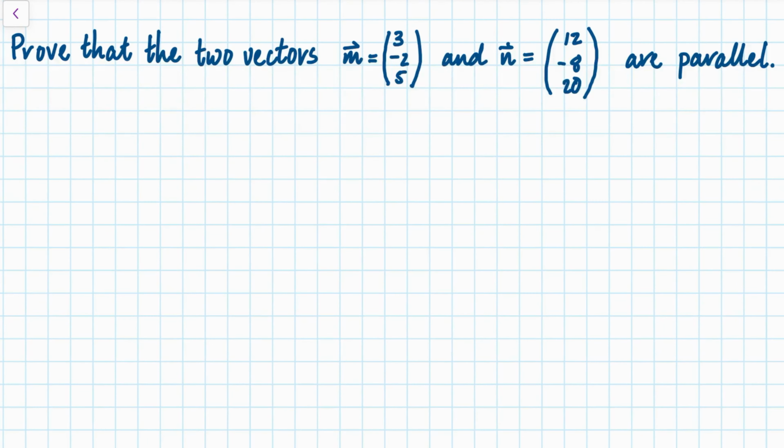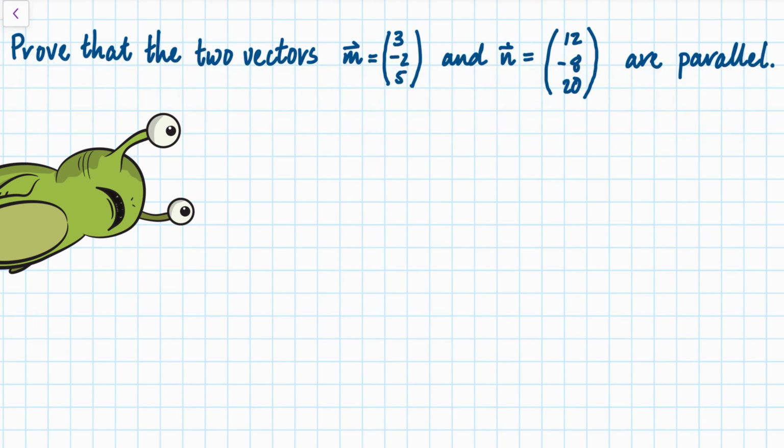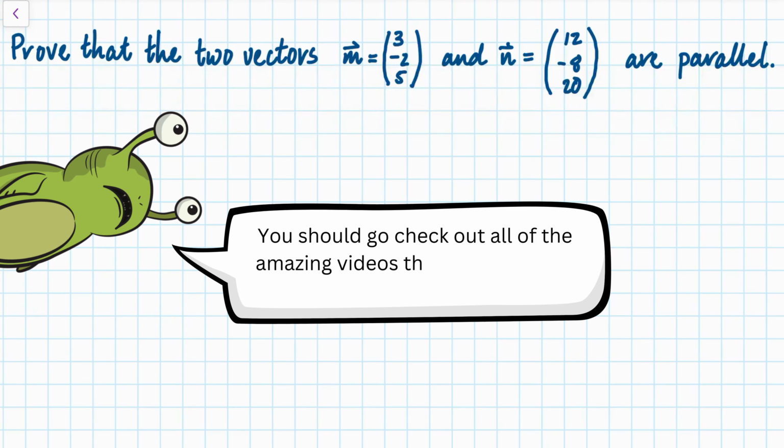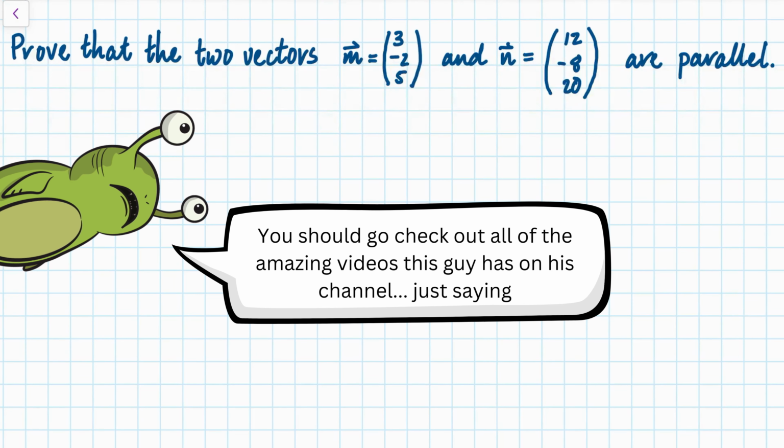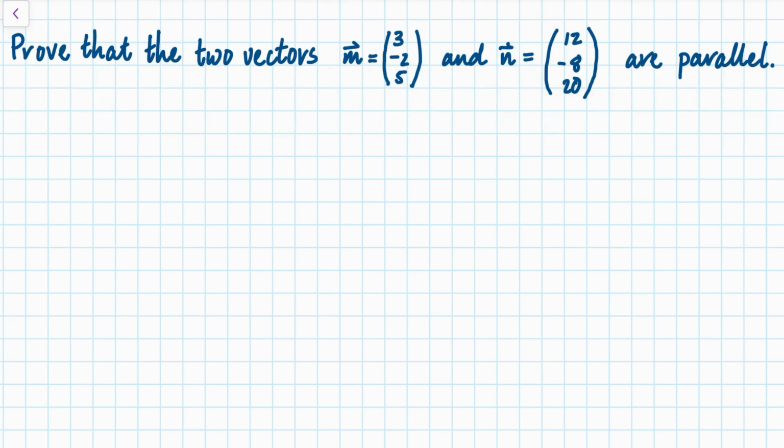G'day guys, we've got a quick proof here where we're asked to prove that two vectors m and n are parallel. Now in order to show that two vectors are parallel, we need to show that one vector is a scalar multiple of the other.